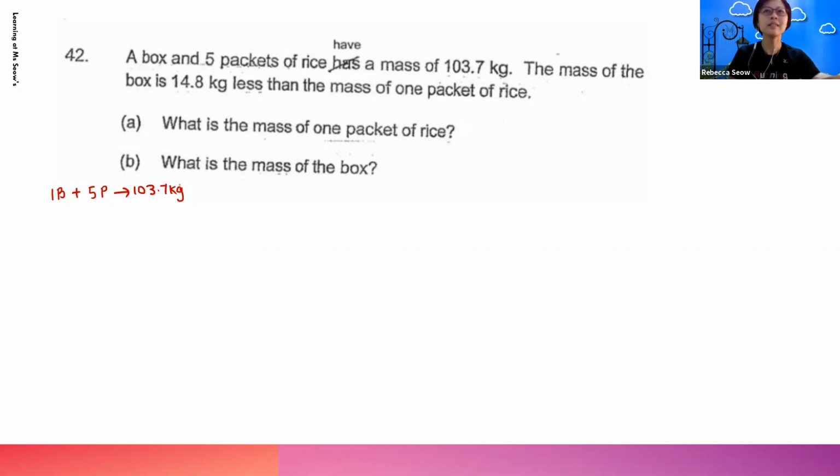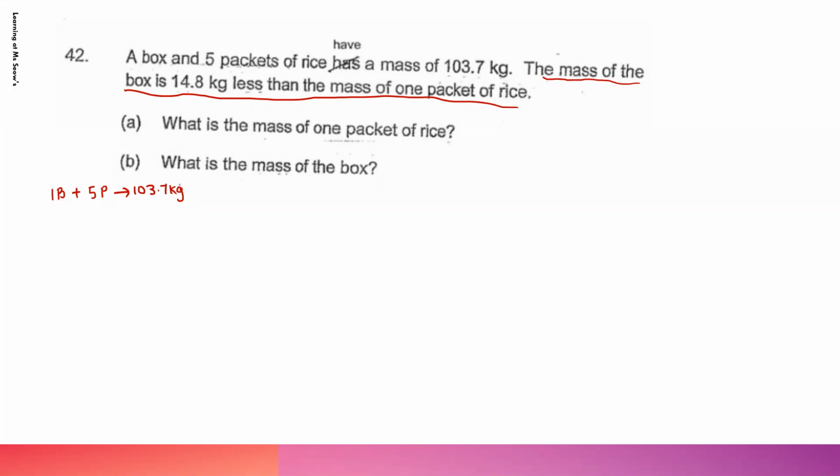Okay, so next sentence, the mass of the box is 14.8 kg less than the mass of 1 packet of rice. Now let's try to understand this second sentence here. Which is the heavier one, which is the lighter one? Is the box the heavier one or the packet of rice the heavier one? The box? The box is the heavier one? I mean the packet of rice, sorry. Yeah. So that means the box is the lighter item, right? Because the mass of the box is 14.8 kg less. So the word less is very important.